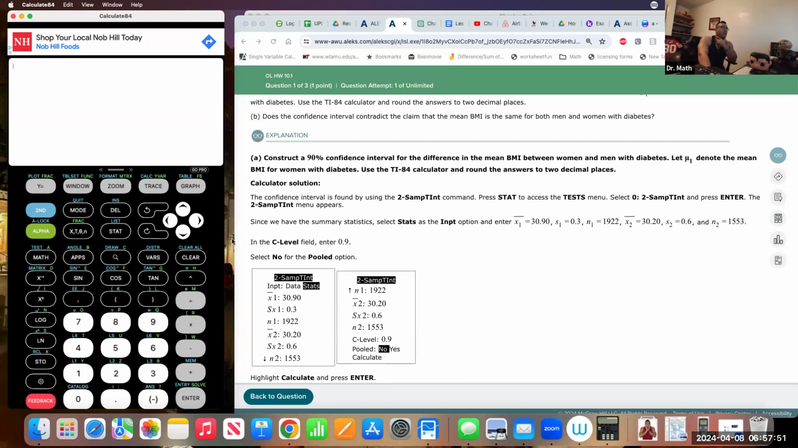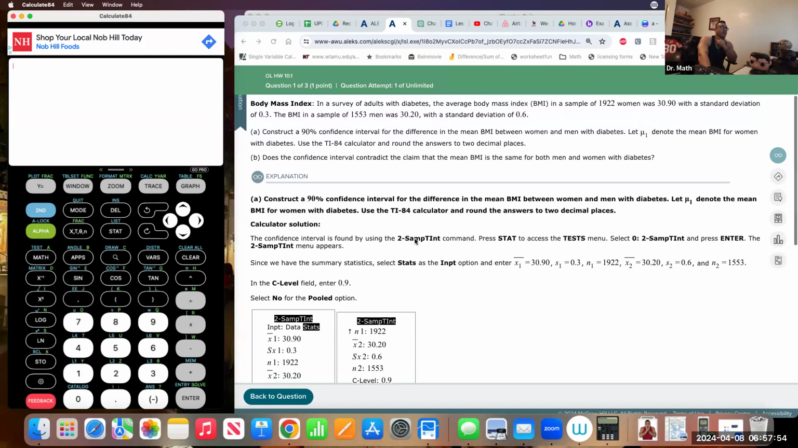All right, so first, let's organize our data. Notice right here, you have X bar sub 1, S sub 1, and n sub 1. What does this relate to? This is the women's information. All we did is nice and neatly organize all the information. The women's mean BMI was 30.9. The sample standard deviation was 0.3 that they told us. And then what was the group size? 1922, right? That's how many women were sampled. When it says sub 2, this represents our men. So maybe I'll write down this is our men. Make sure you have all this data and know what it represents, because we're going to have to tell a story at the very end.